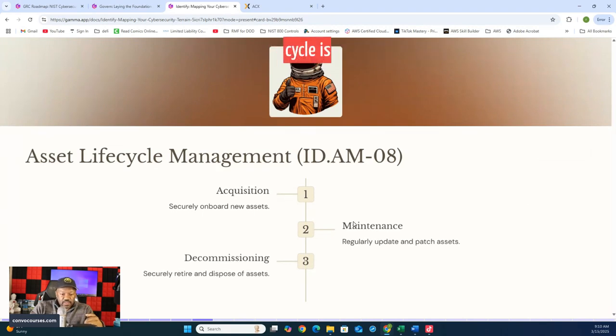Asset lifecycle is super important. That means from the time that the data is created to the time that you remove it, you're keeping track of it. From acquisition to decommissioning, from all of your assets, not just the data, but the actual hardware, the software. It has a life cycle that you're tracking on a regular basis.